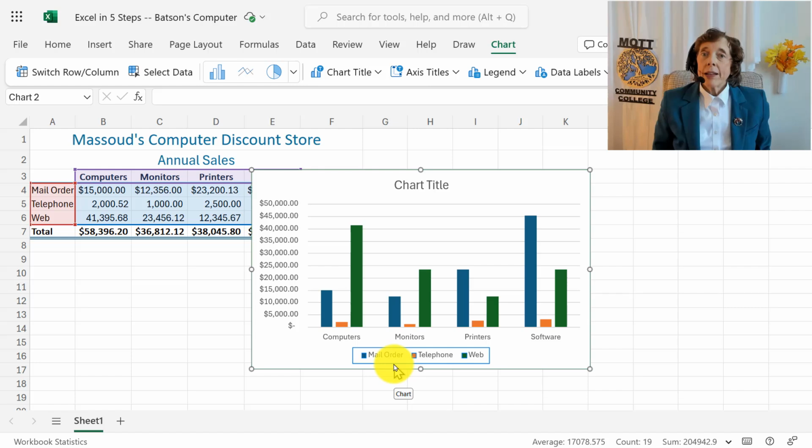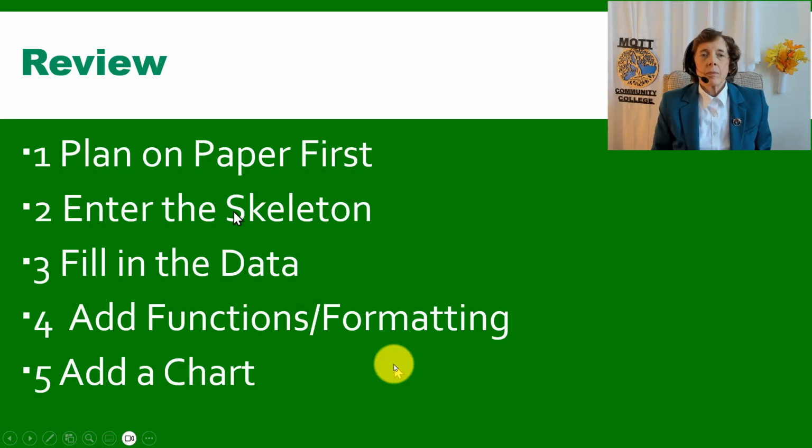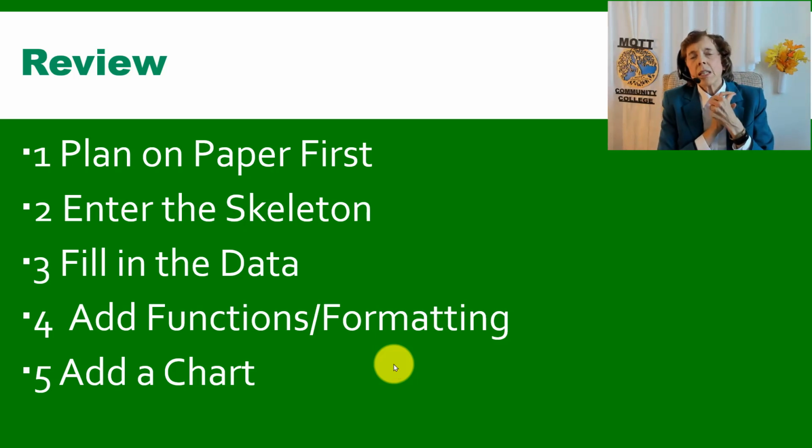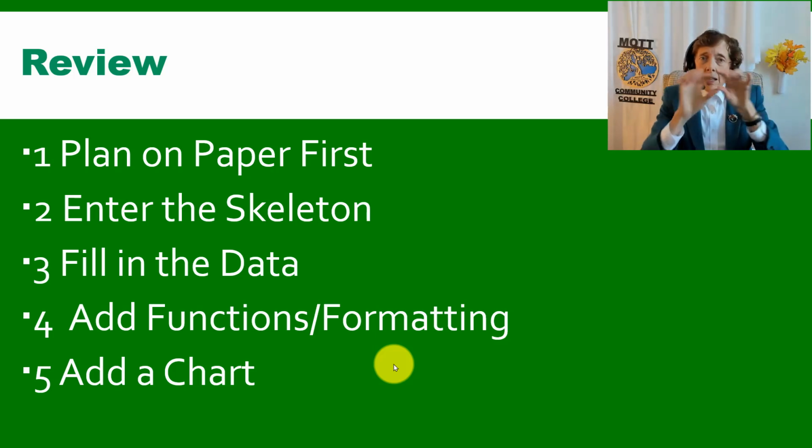Do you want more practice? I would be glad to provide you more practice. But in the meantime, here are 5 simple steps to a good spreadsheet. And here were those 5 steps. First, plan it on paper first, please. After a while, you won't have to, always, but sometimes. Enter the skeleton of the spreadsheet, then fill in the data, then add your functions, your formatting, your conditional formatting, whatever, and finally add the chart, 1 chart, 5 charts, whatever it takes.